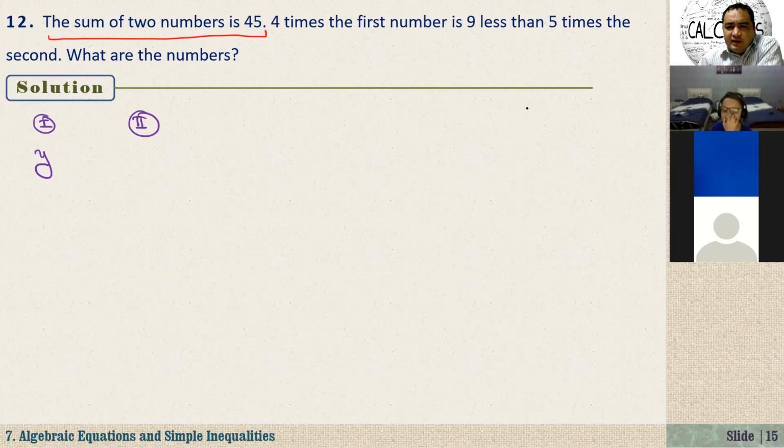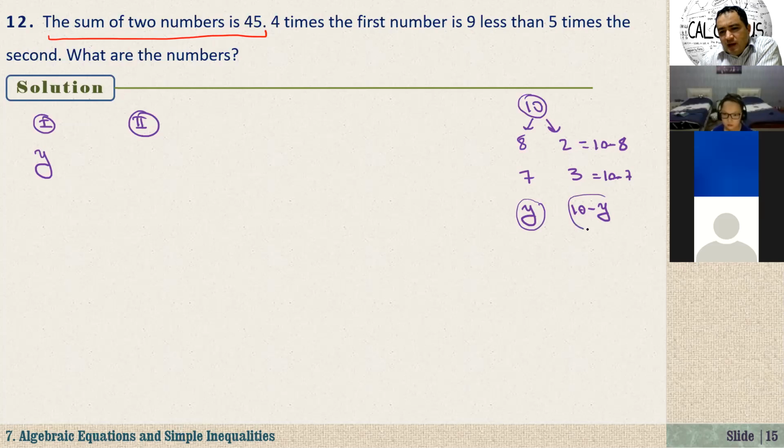Let's say the sum of two numbers is 10. So if the first number is 8, what is the second number? 2. If the first number is 7, what is the second number? 3. If the first number is y, what is the next number? 10 minus y. This one is 10 minus 8, this one is 10 minus 7, right? Yes.